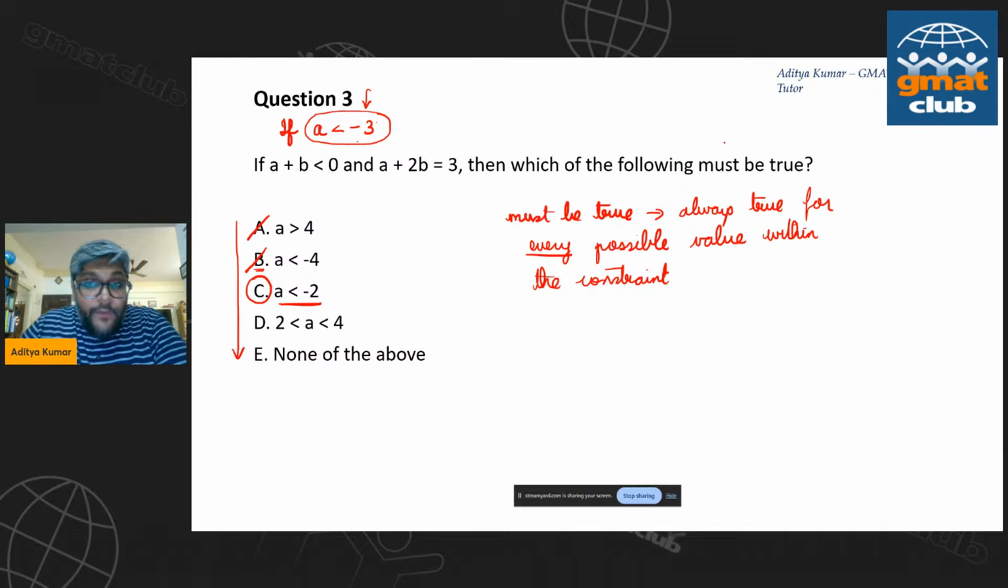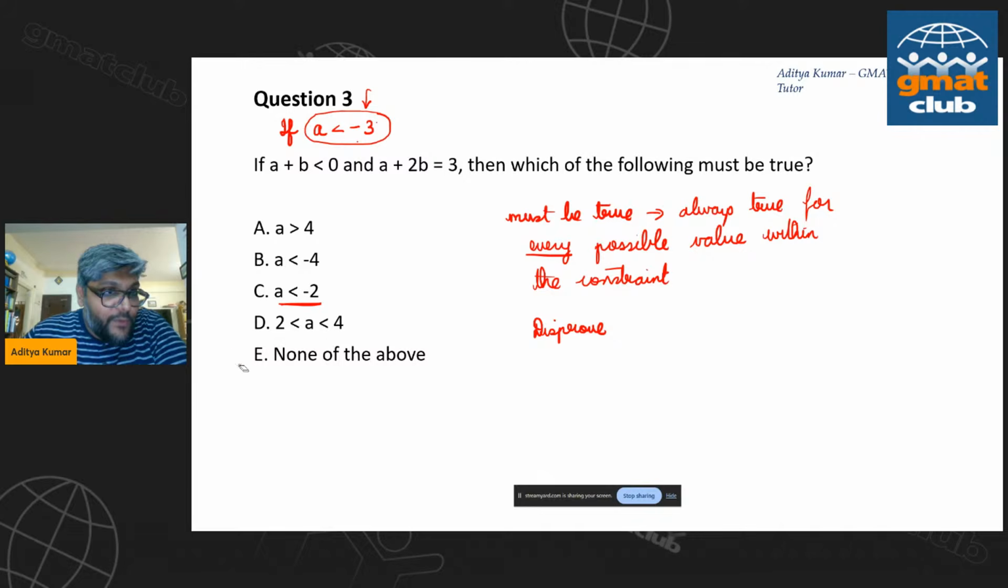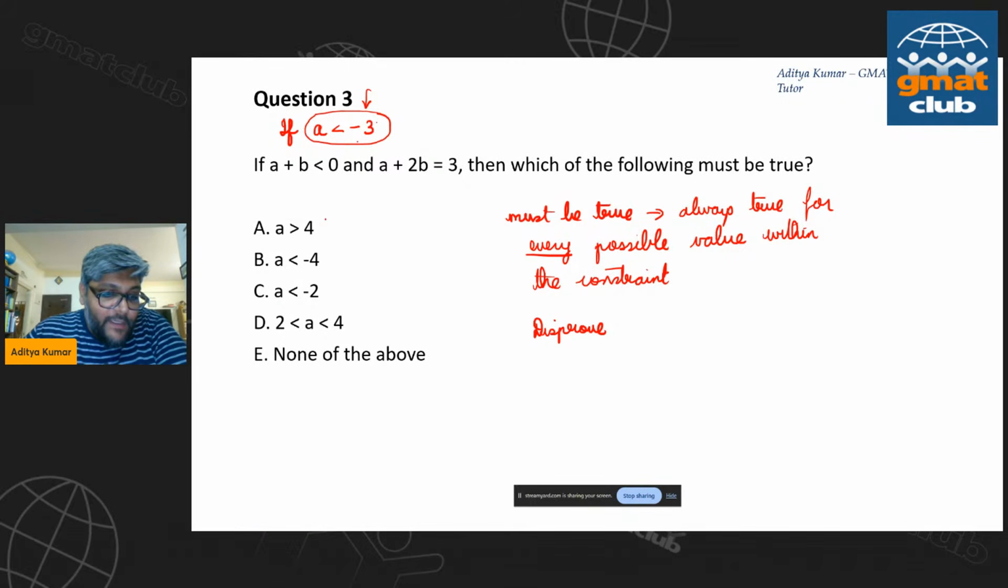Another way to look at it when you work with a must be true question is to try to disprove, right? It's similar to your negation process in critical reasoning. What do you do? If you want to prove something to be true, you negate that statement. And if you negate the statement, staying within the purview of the limitations that the question provides, and it breaks the argument, then you know that has to be true. But if you negate it and it satisfies the argument, then you know that cannot be true always.